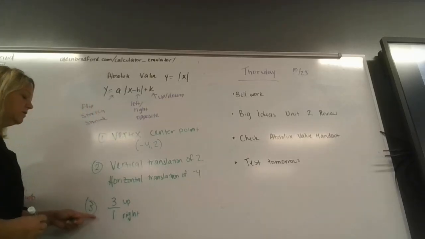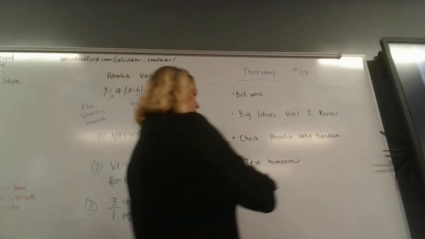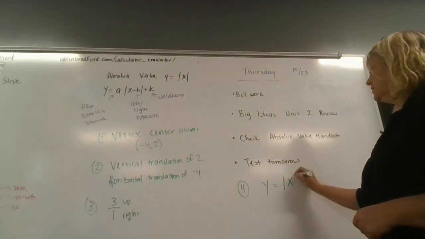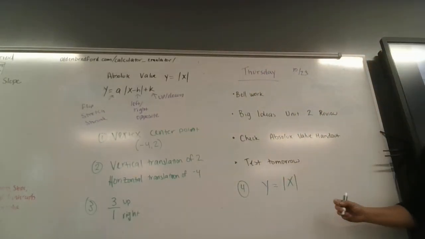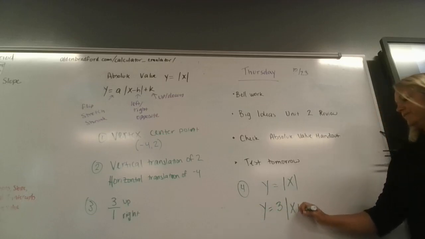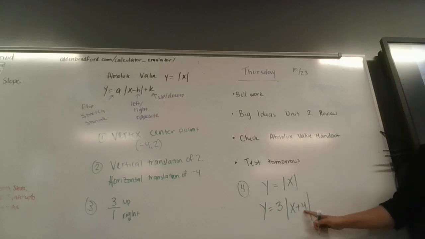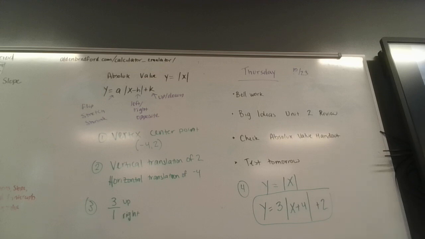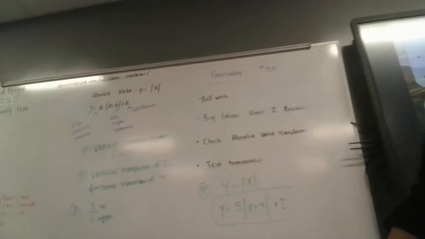And so number 4, you can't see it, is to write the equation. To put all this together, I start with just the absolute value of x. Since there's a stretch of 3, I put a 3 in front. And since it's left 4, I put a +4. And since it's up 2, I put a +2 at the end. This is the equation for this picture. Left 4, up 2 with a stretch of 3. 3 concepts here.